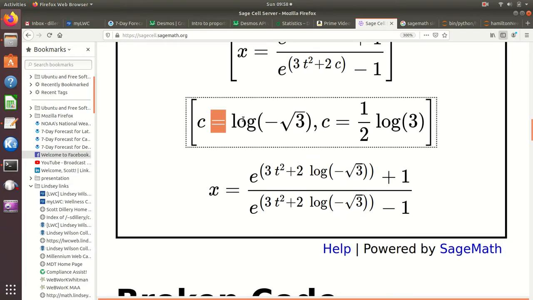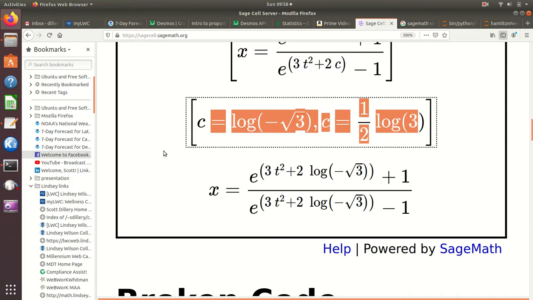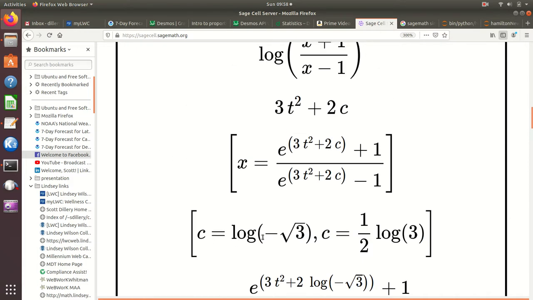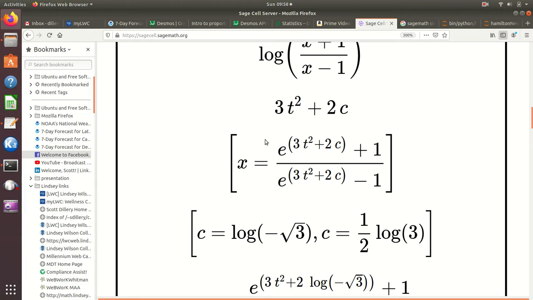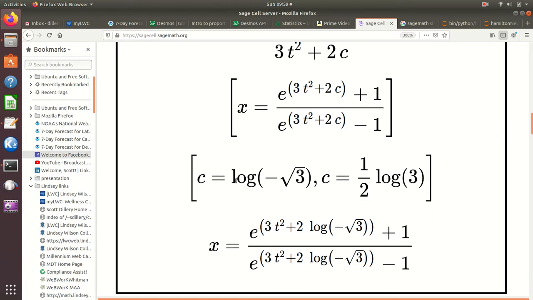Notice it gives me 2 possible answers for c, right? It says c equals log of negative square root of 3 and c equals 1/2 log of 3. Well, the second one is the one that we found before. And actually, we could find c before we solved for x. I mean, we could do that. Obviously, it did it before. But, okay, this just shows, what do you do if you get something like this?